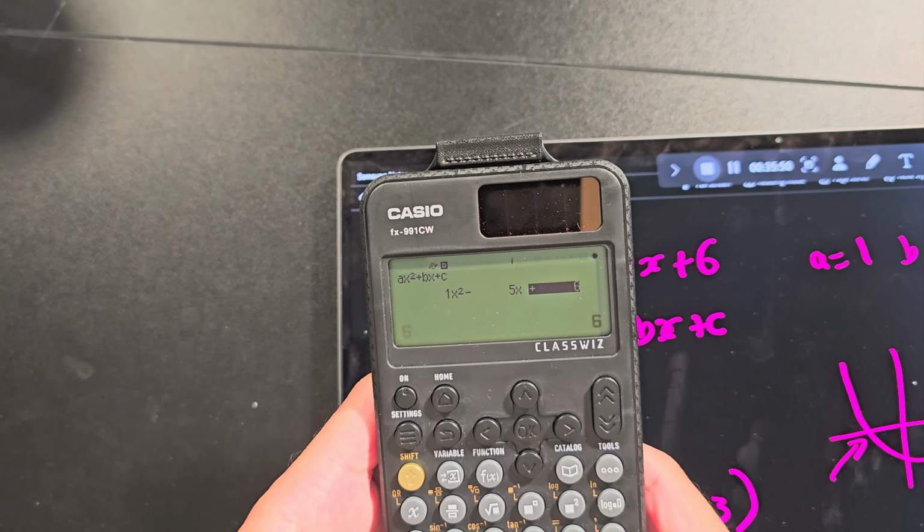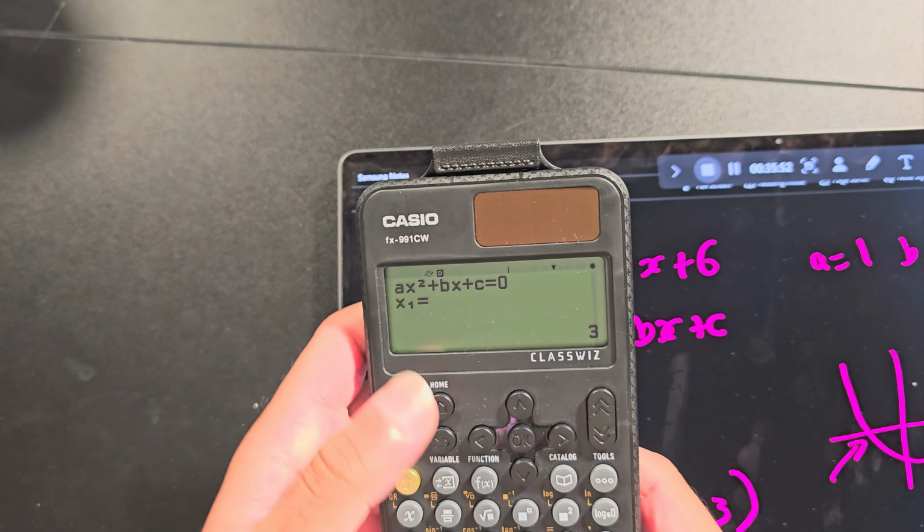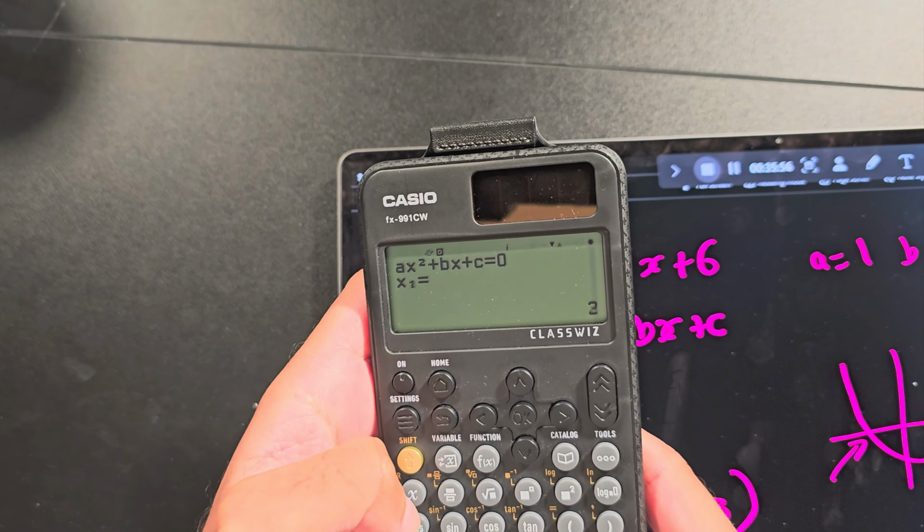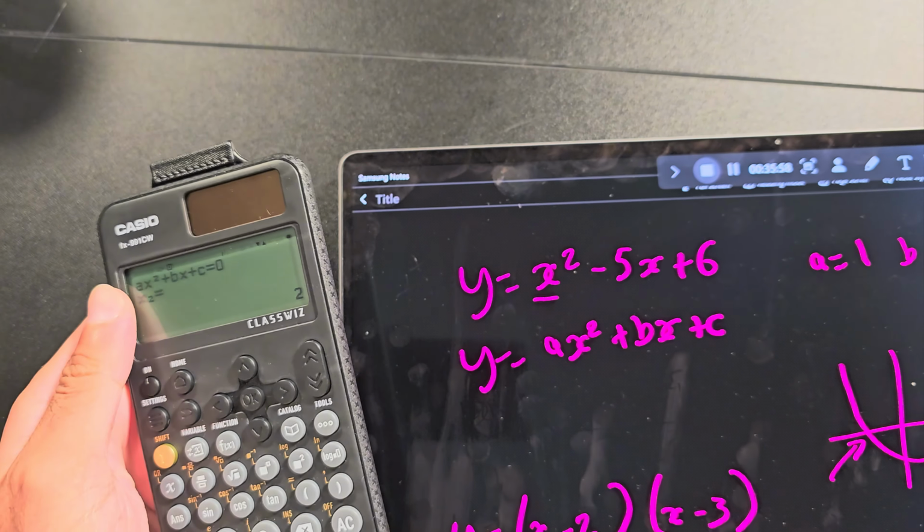So we plug that into the calculator, and we are given x1, the first value of x, being 3, and the second value of x being 2, which is what we had earlier.